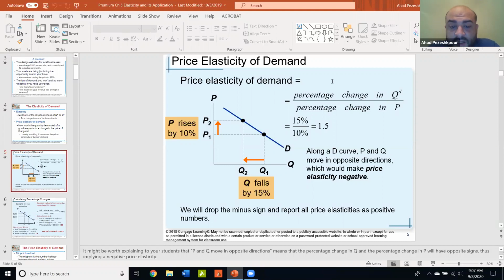When price rises by 10%, we say quantity falls by 15%. Therefore, you don't divide the absolute values here. You divide the percentage changes, the relative changes. Let me use an example.